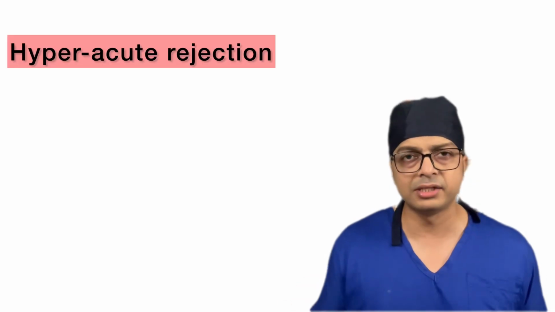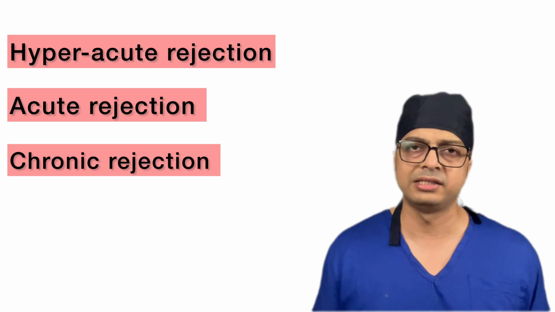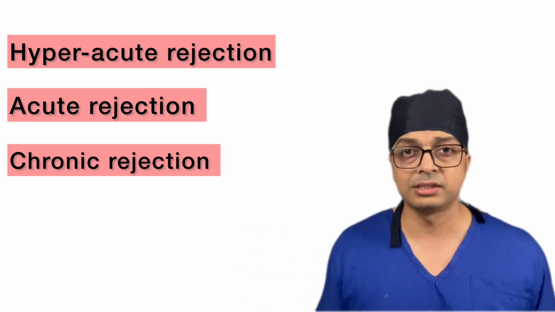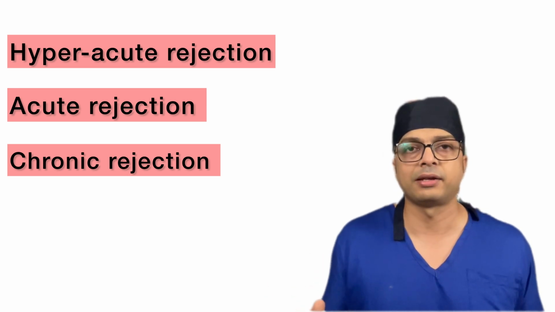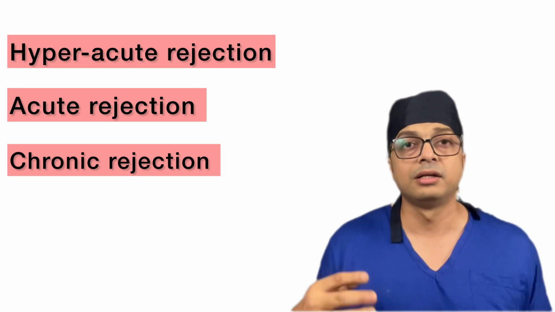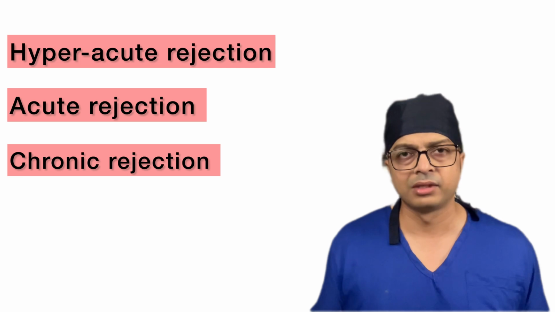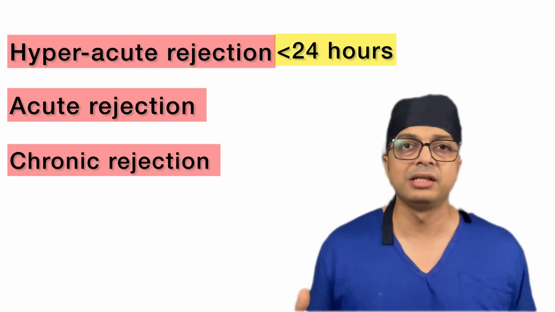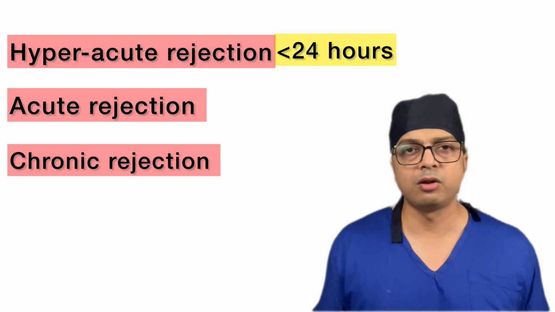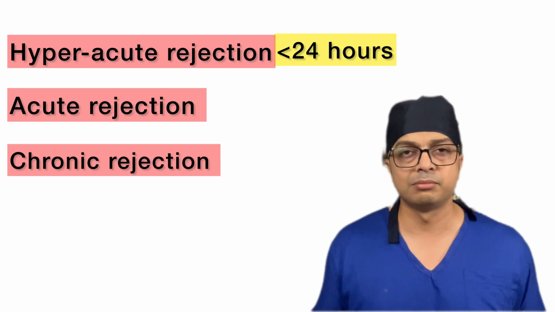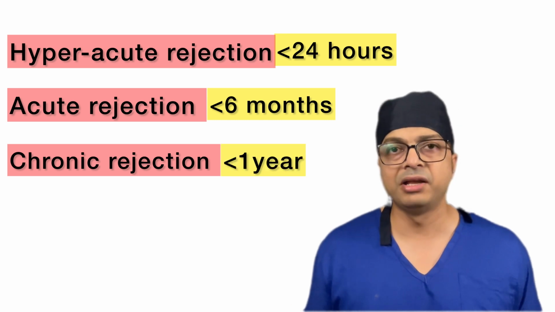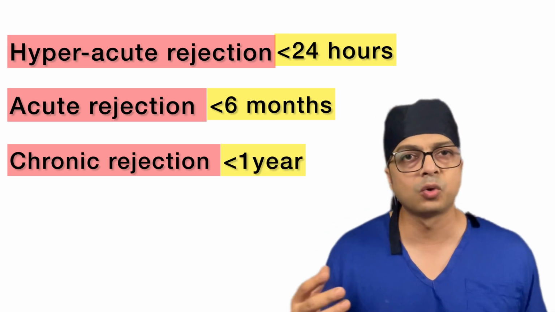The rejection of organ can be hyperacute rejection, acute rejection, and chronic rejection. The rejection is divided into these three categories according to the time span in which the donated organ fails. If the donated organ fails within 24 hours, it is hyperacute rejection. If the donated organ fails within 6 months, it is acute rejection. If the donated organ fails within a year, then it is a chronic rejection.